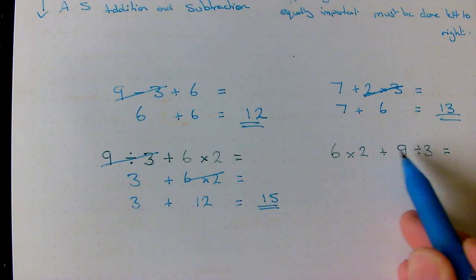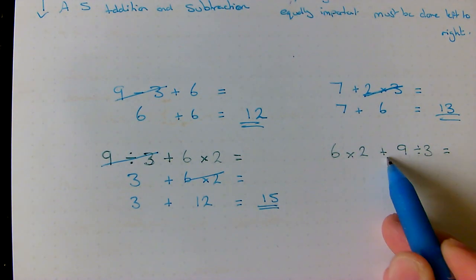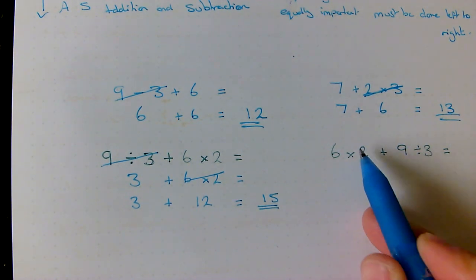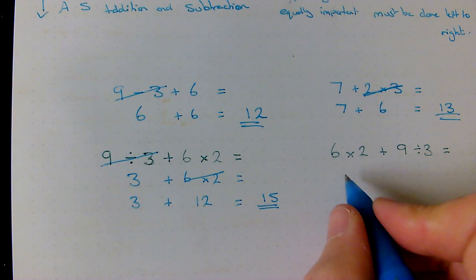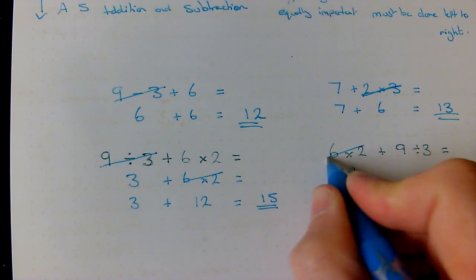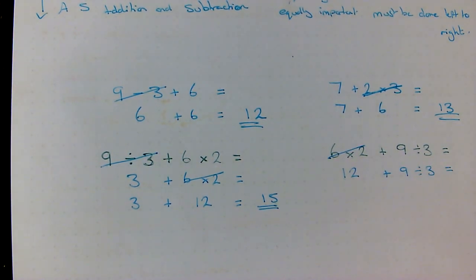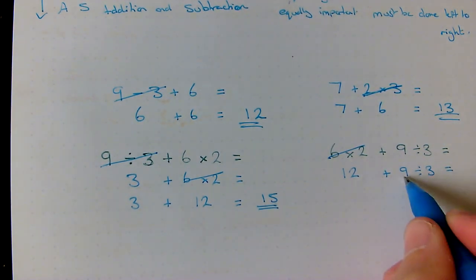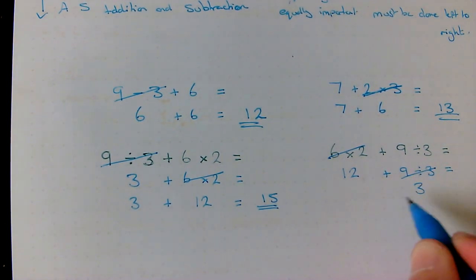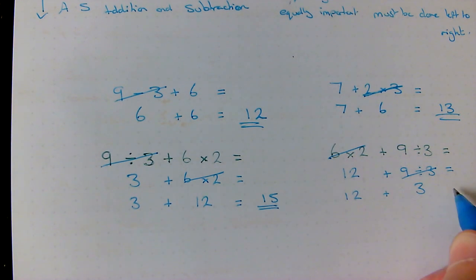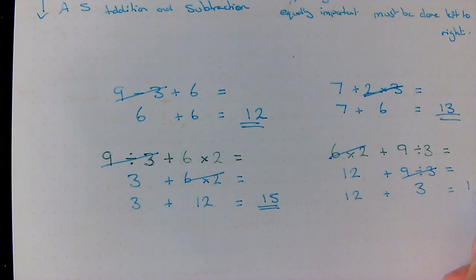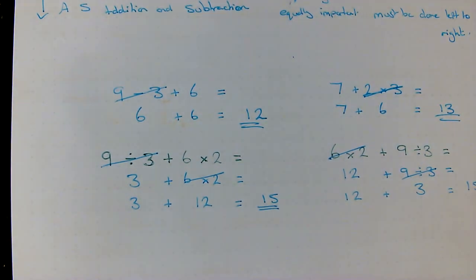So looking at that there, we know that multiplication and division are more important than the add. So let's do the multiplication first this time. So 6 times 2 is 12, cross it out, plus 9 divided by 3. The divide is more important than the add. So 9 divided by 3 is 3. 12 plus comes down. We've got 12 plus 3 is 15.